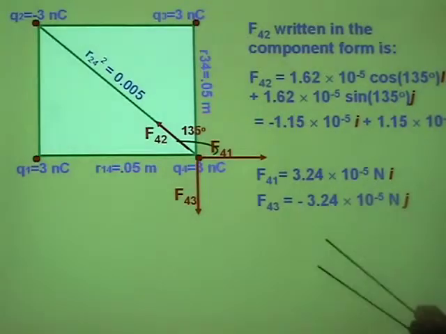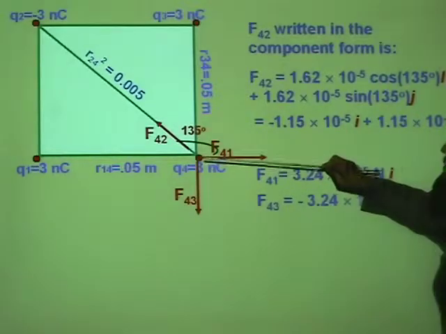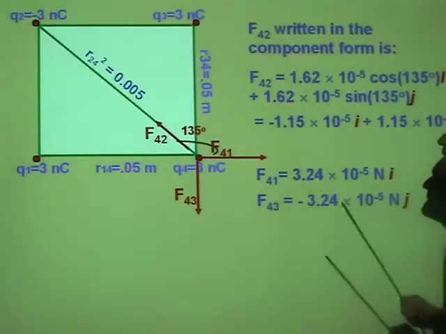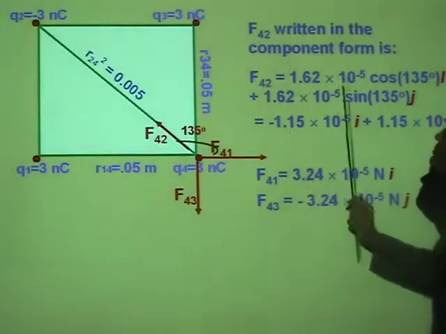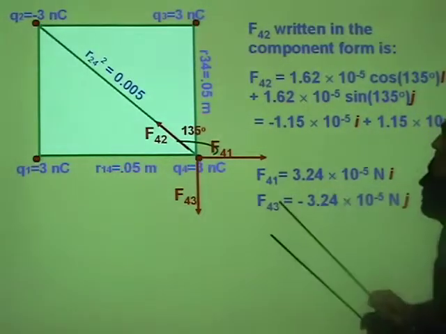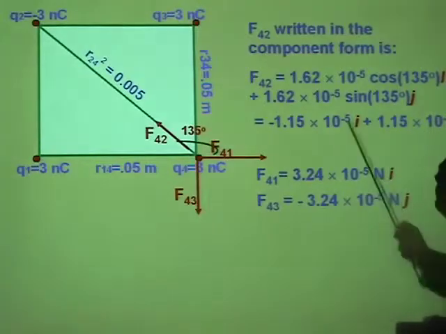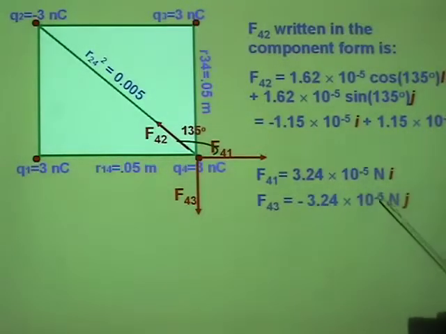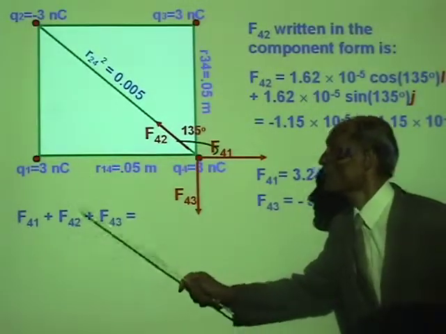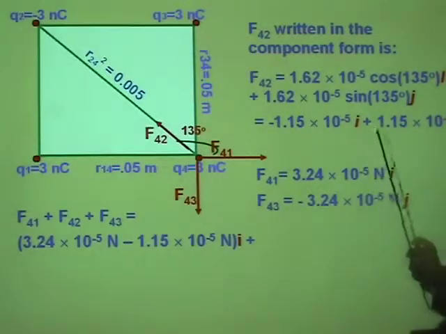F43 is negative 3.24 times 10 to the negative 5 Newton J. So the F41 is an x force, F43 is a y force, and F42 has an x component and a y component. So when you add all the three, our usual way is add the x components, so you can add the x's and then add the y's. Alright, so F41 plus F42 plus F43, the sum of these three will be, add the i's.